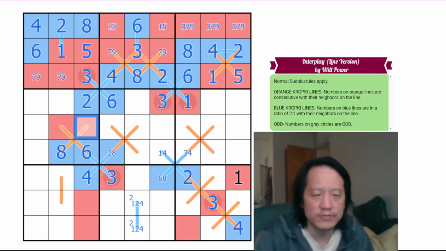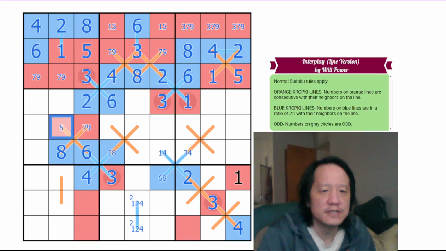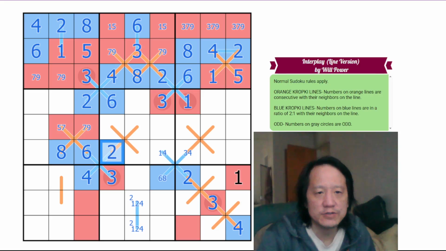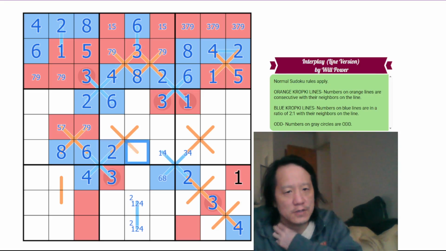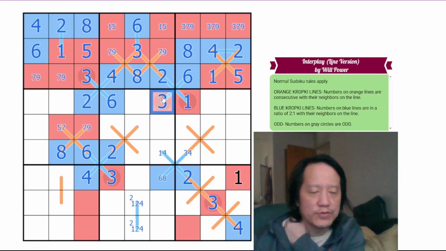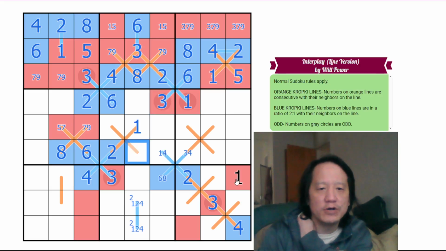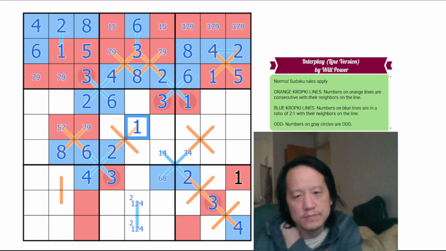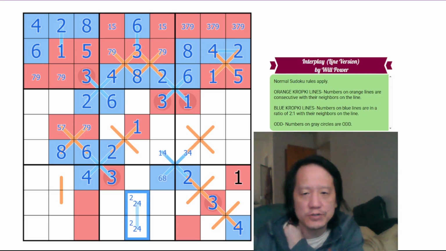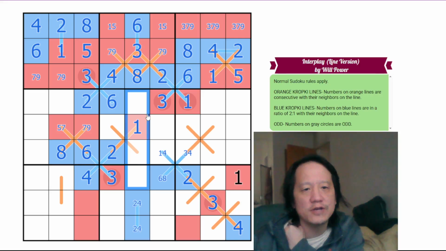8's only consecutive with 7 or 9. 6 is consecutive with 5 or 7. 8 eliminates 8 here, so this must be 2. 2 is consecutive with 1 or 3, but 3 is here, so this must be 1, and this is odd. Therefore, this cannot be 1 and 2 as a ratio. It's 2 and 4 as a ratio. So those are both even. We have 4 evens in column 5, so the rest of the digits are all odd.